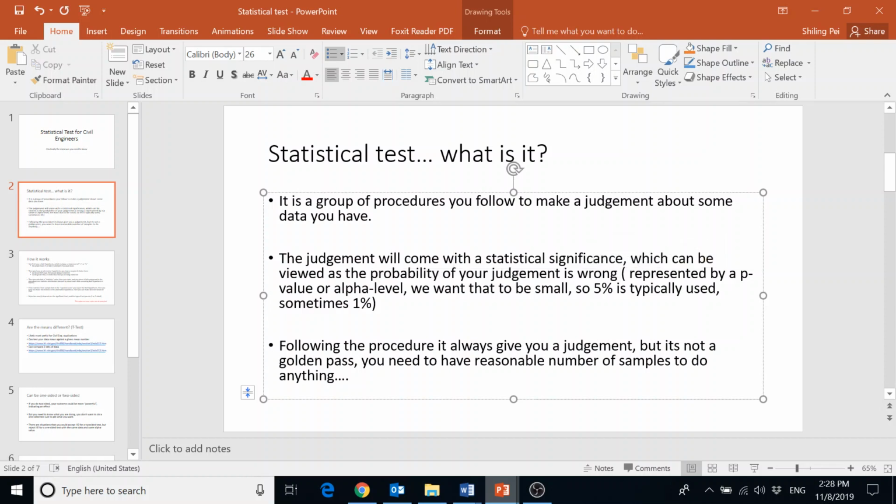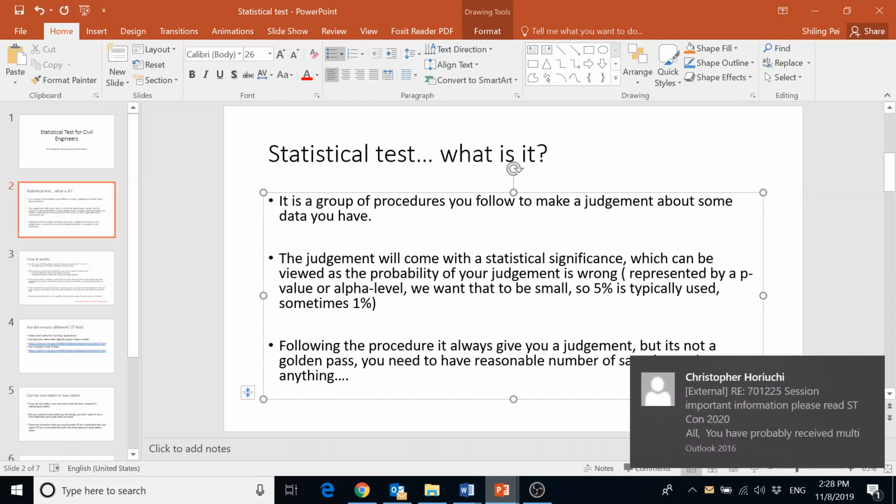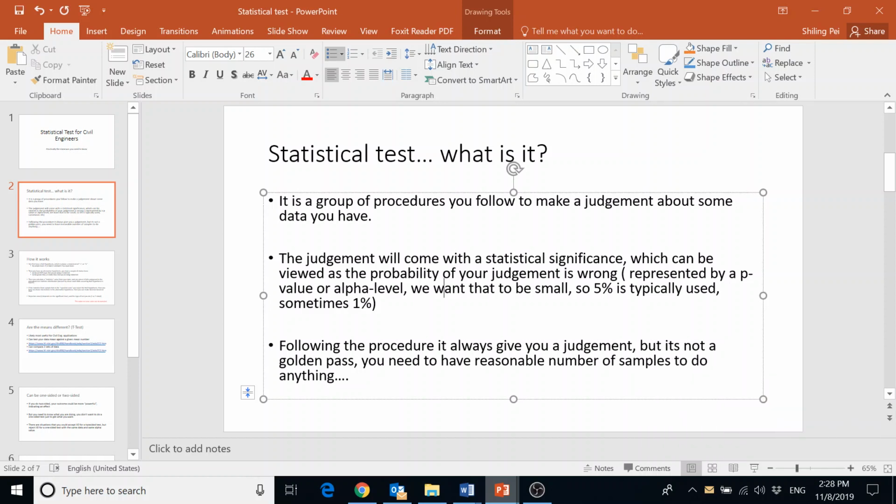So you go through the procedure. The significance level you want to use, some people call it the p-value, some people call it the alpha value. You say if I select 5%, which means if you follow the procedure and come to a judgment, then there's only a 5% chance that your judgment is wrong. Or sometimes you want to be truly very exclusive, so you use 1%.